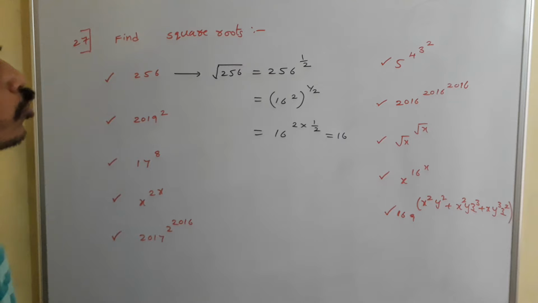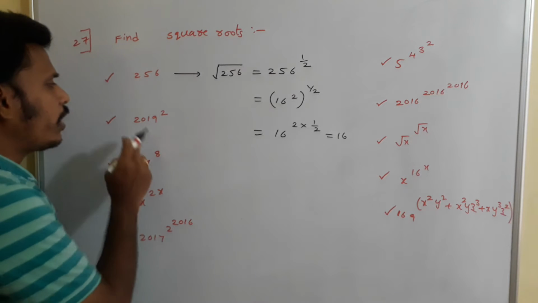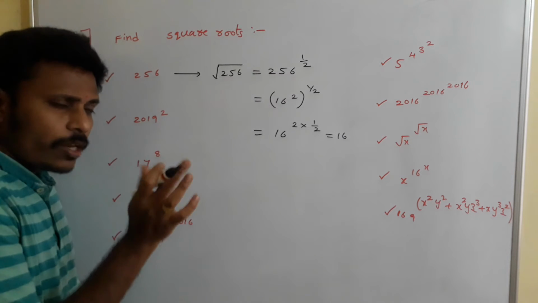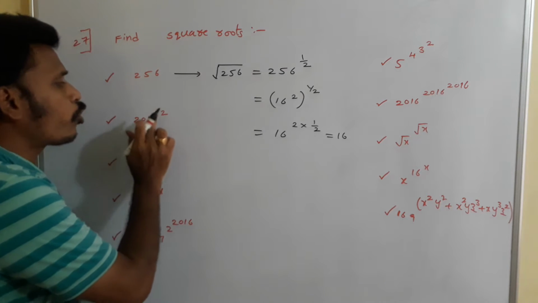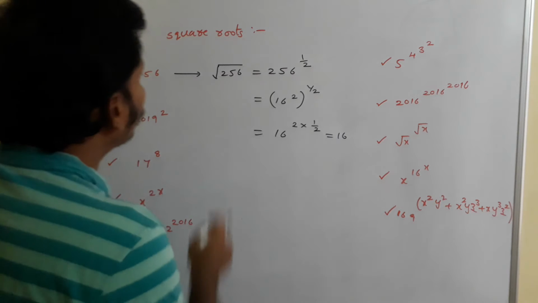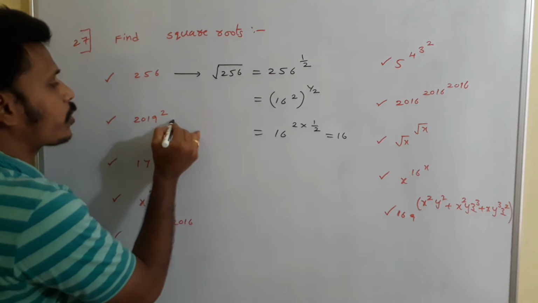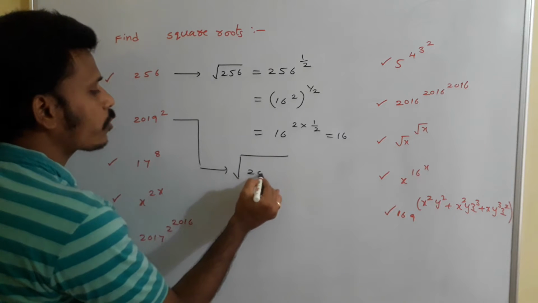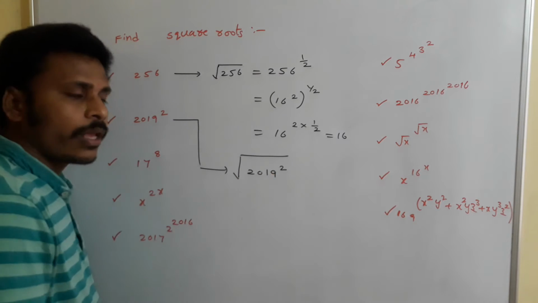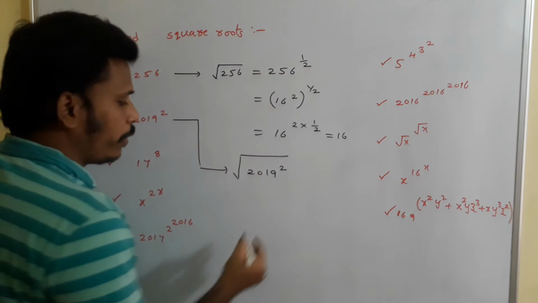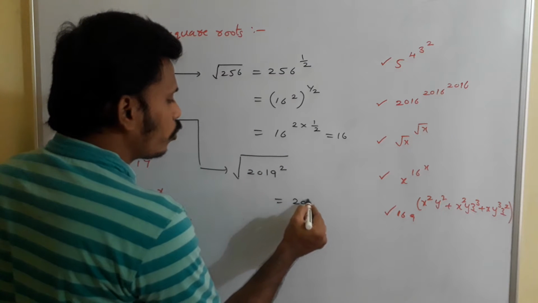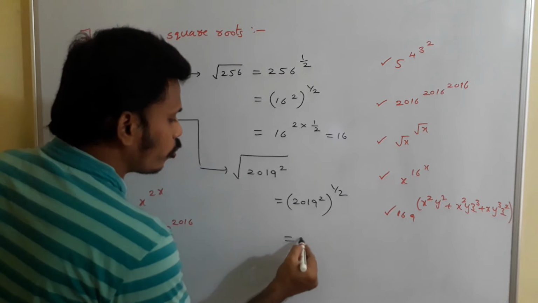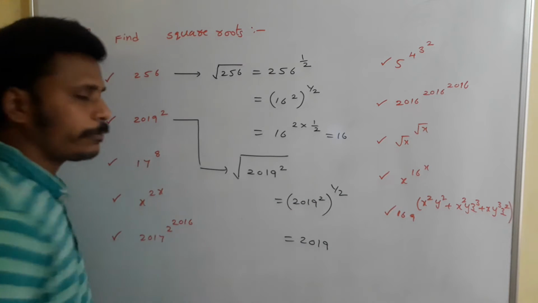In the same way we need to solve the remaining ones. So 2019 squared: we have no need to calculate the value of 2019 squared, we need to find the square root of 2019 squared. This square root is simply power 1 by 2, so that is equal to 2019 squared to the power 1 by 2. Again if you multiply these two powers, your answer is 2019.